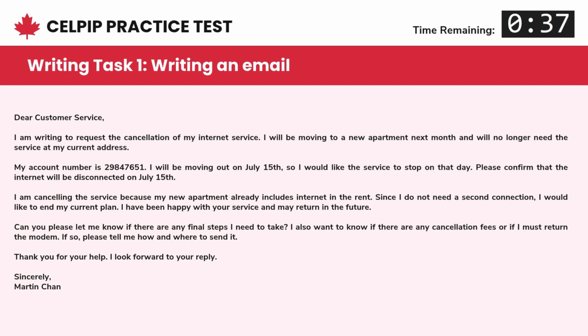You will also see a couple of stretch words like confirm and cancellation. These are more advanced words, but they are used in a simple way and are common in customer service emails. One tip for beginners is to always include your key details early, like your account number and moving date. This saves time for both you and the person reading your email. It also shows that your message is clear and well organized.